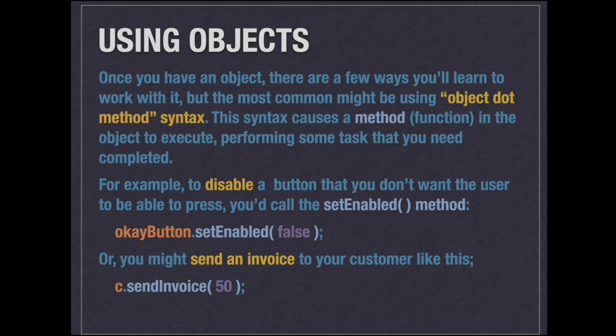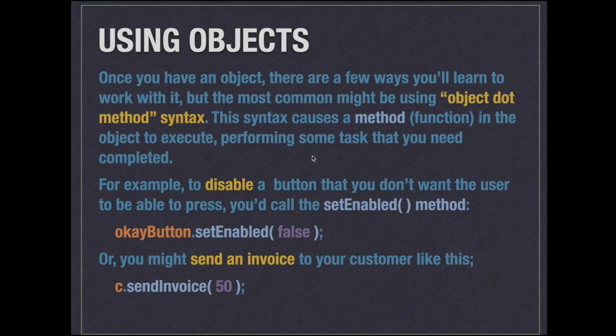So the first syntax to know is object.method syntax. And object.method syntax is kind of exactly what it says. You specify the name of the object you want to do something with, then you put a dot or a period, and then you name a method that's built in to objects of that type, and then you send it any information in the parentheses that the method requires.